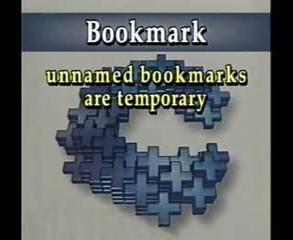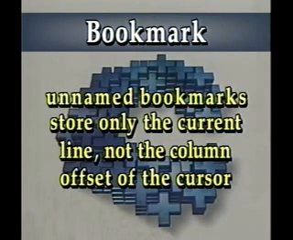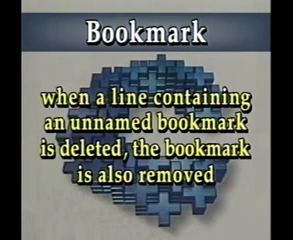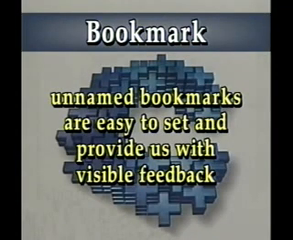Unnamed bookmarks are temporary. They are removed when the file containing them is closed or reloaded. Unnamed bookmarks store only the current line, not the column offset of the cursor. When a line containing an unnamed bookmark is deleted, the bookmark is also removed. We can jump to an unnamed bookmark by activating the file and using either the bookmark next or the bookmark previous command. The advantage of unnamed bookmarks is that they are very easy to set and they provide us with visible feedback in the selection margin of our document.